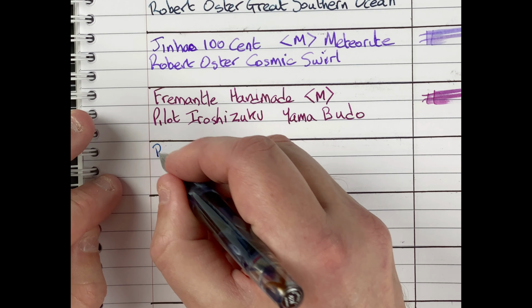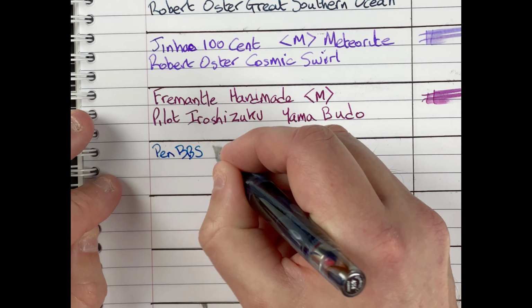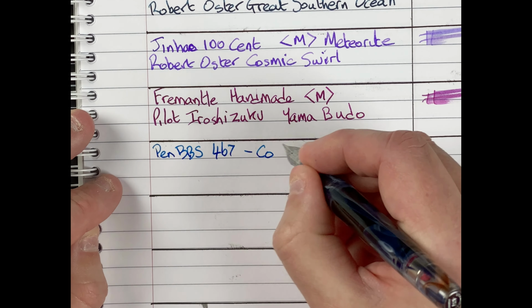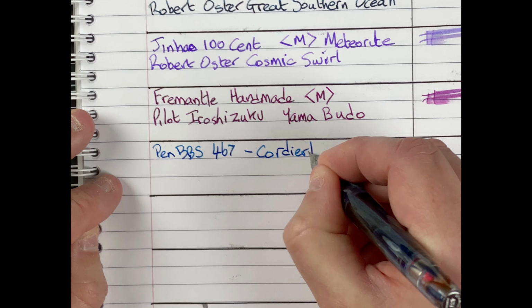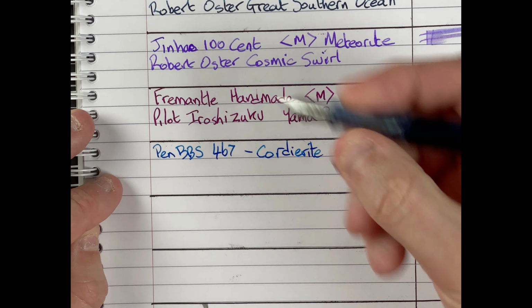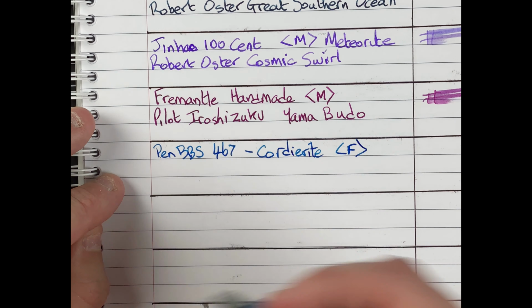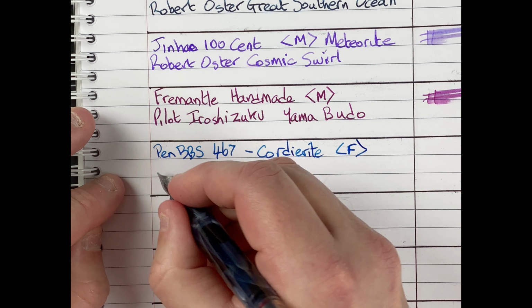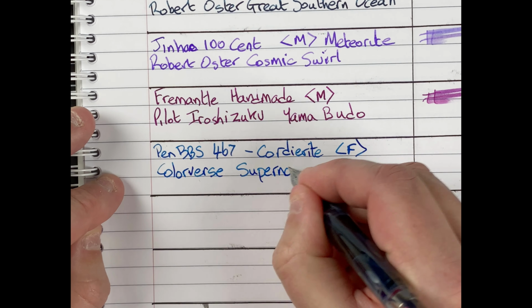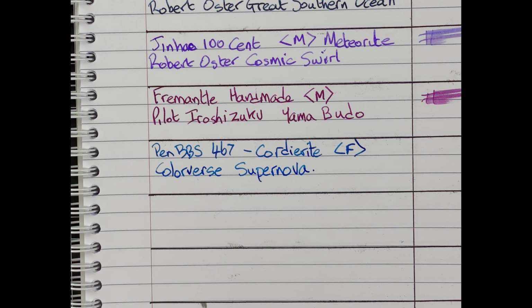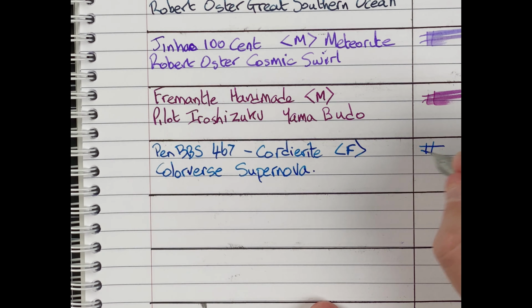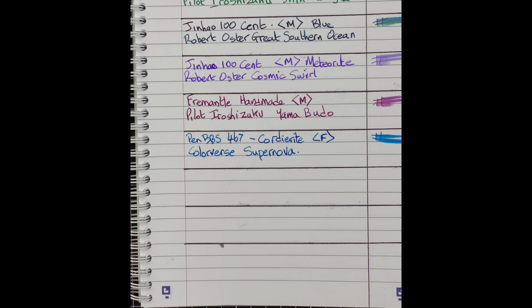So the pen itself is PenBBS 467, and it's the Cordierite with a fine nib. Now this pen, it's a magnetic filler. I'm going to go into more detail on this one next month when I do a showdown with it, because the filling mechanism, well, it's quite unusual. The ink, so this is a Colorverse ink, and it's called Supernova. Beautiful blue colour. It's not quite a sky blue, but it's one that I really, really like. I'll smudge. Again, you can see nice wetting.